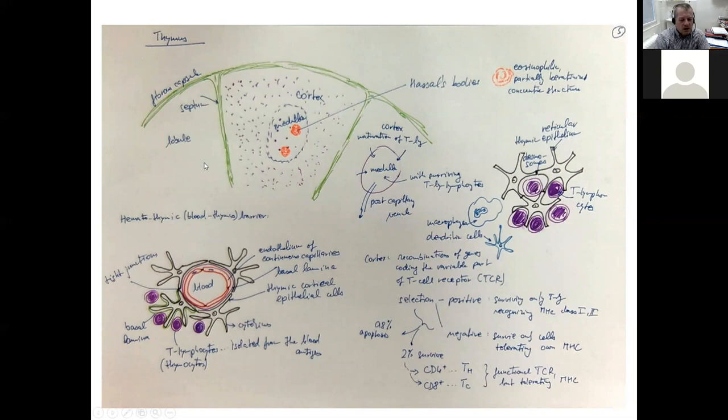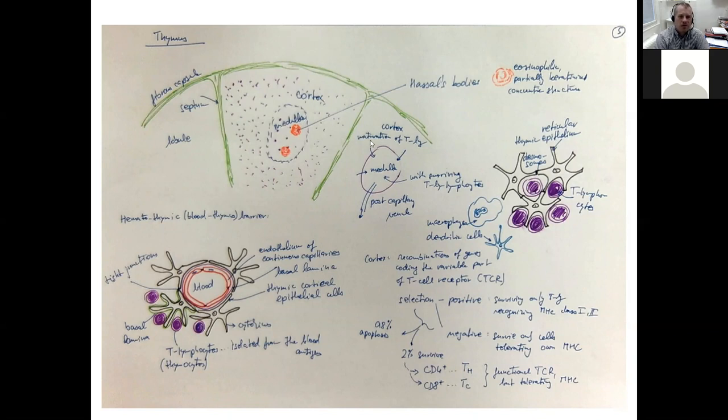The thymus, in a nutshell, is covered by a fibrous capsule, from which incomplete septa are dividing the organ into smaller units called lobules. So this is one lobule, another lobule. Each lobule has a somewhat darker cortex, darker because the lymphocytes, and it's exclusively T lymphocytes, are more densely arranged here, and a somewhat lighter medulla, where there are fewer lymphocytes.